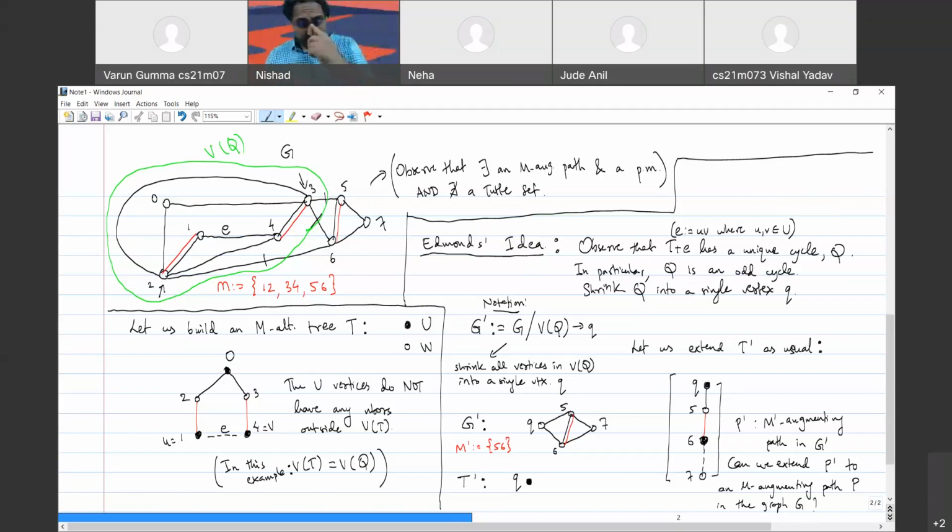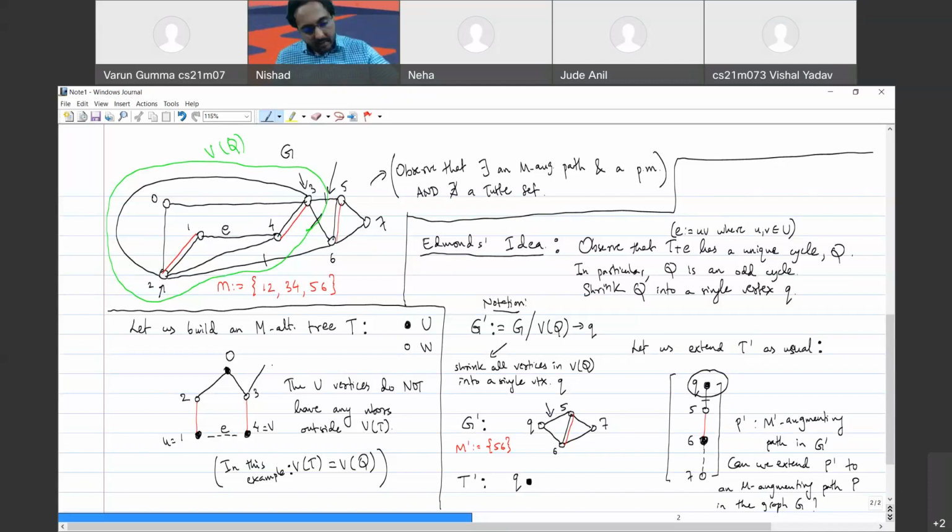Okay. So what happens? I'm going to replace this Q by this 5 cycle, 0, 1, 2, 3, 4. But where should this edge go? Q to 5 corresponds to this edge joining the vertex 3 and vertex 5. That is how we got the edge Q to 5 in our graph G. So if we do that, we basically get something like this.